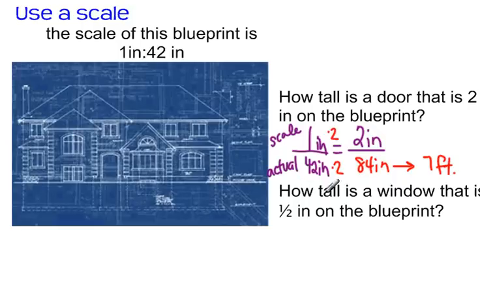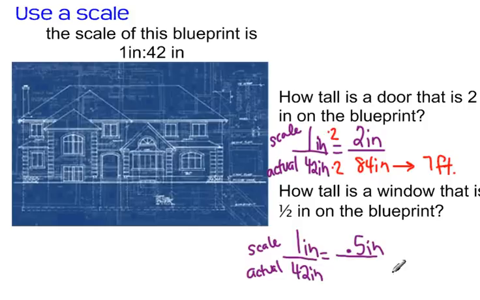Here's another question. How tall is a window that is a half an inch? Well, let's go ahead and set up that exact same proportion. I'm going to have my scale, or the smaller information, the information from the drawing here, and the information from the actual building on the bottom. So 1 inch on my drawing is 42 inches in real life on the real building. And if the window was a half an inch tall on the blueprint, then how tall would it be here? I'd like you to go ahead and finish this problem in your notes.